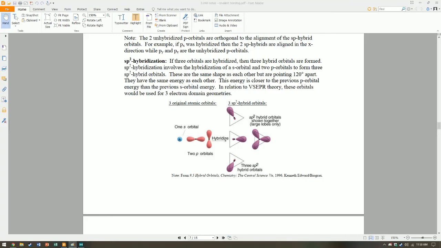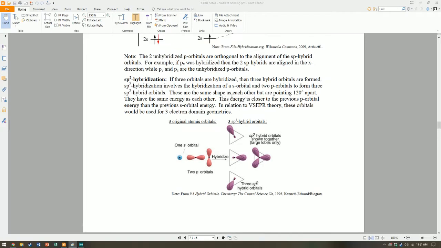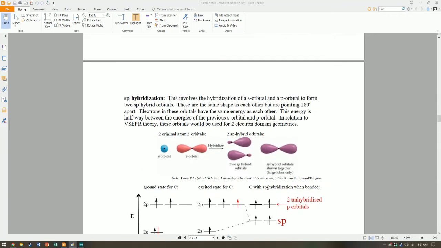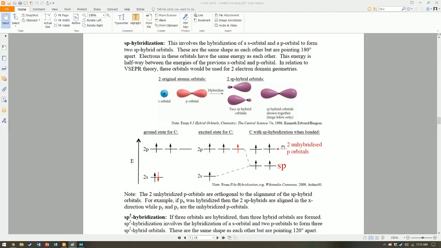Let me just delete this stuff here first. Right, now that's gone. You get a similar idea there, and these sp2 hybrid orbitals arrange themselves in an arrangement that's 120 degrees apart, and similarly these 2 sp hybrid orbitals will arrange themselves in a configuration that leaves them 180 degrees apart. So that is in line with VSEPR theory.